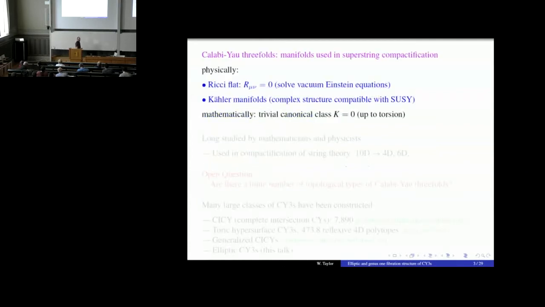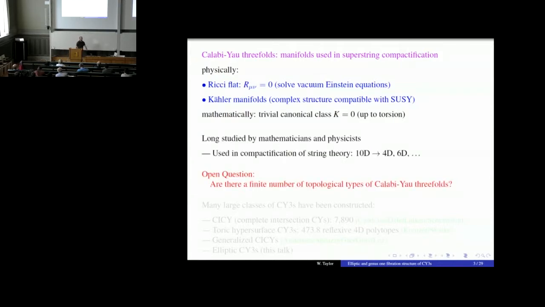So Calabi Yau manifolds have, of course, been used for decades in superstring compactifications. They have a couple of features that make them very valuable for string theory and for trying to understand how string theory gives quantum gravity in 4 dimensions and also in 6 dimensions. Because they admit a Ricci flat metric, they solve the Einstein equations, and because they have Kähler structure, they have a complex structure that's compatible with supersymmetry, so we can get supersymmetric compactifications, giving us a supergravity theory. Mathematically, they're characterized by the fact that the canonical class vanishes up to torsion.